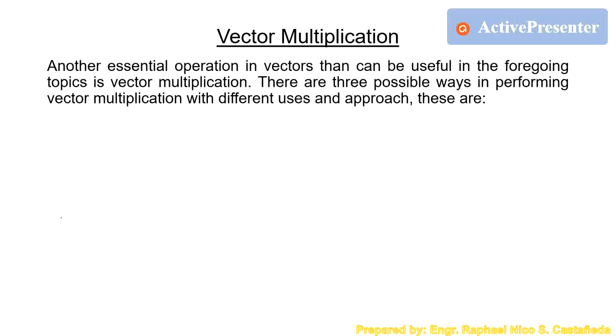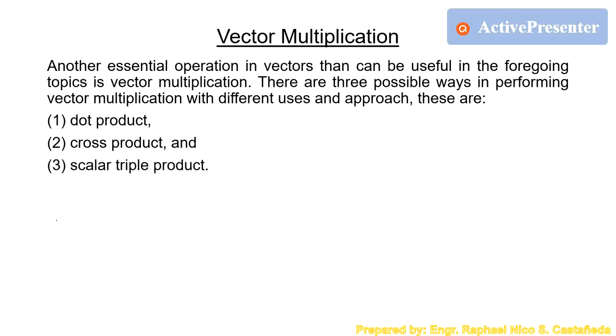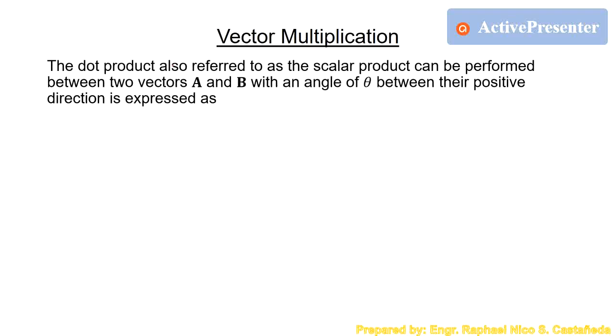For vector multiplication, we have three basic operations, each with different uses and a different approach. The first one is the dot product, or the scalar multiplication of vectors. Then we have the cross product, which is the vector multiplication approach. Then we have the scalar triple product, which is the combination of dot and cross product. Let's start first with the dot product, also referred to as the scalar product.